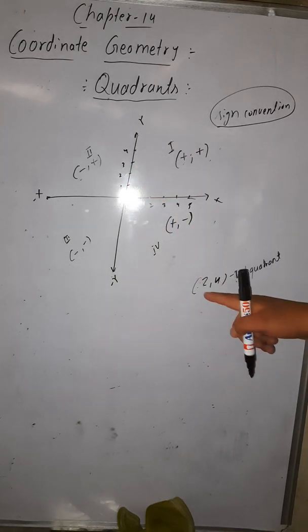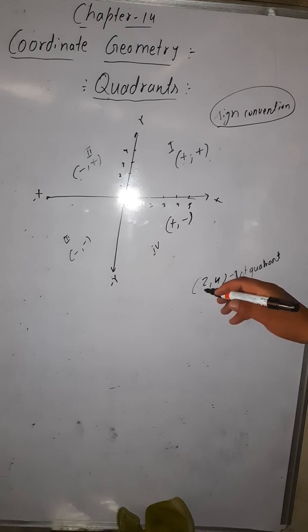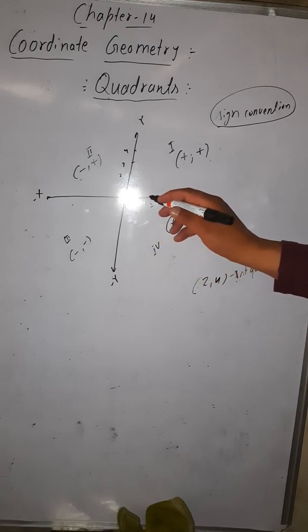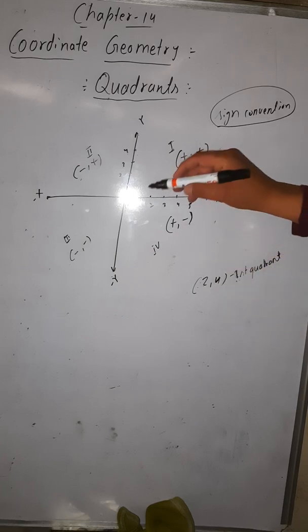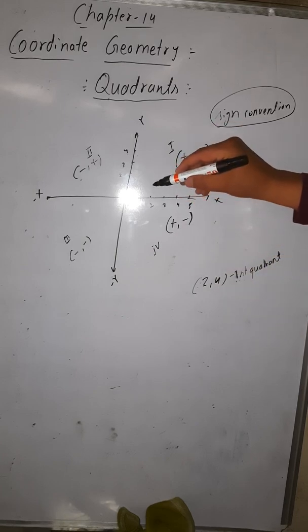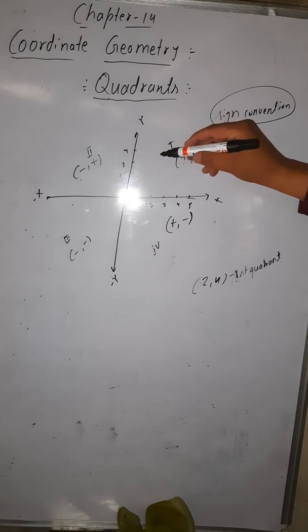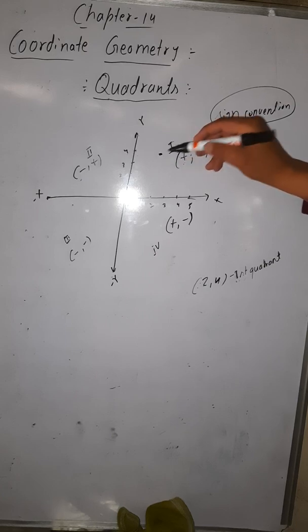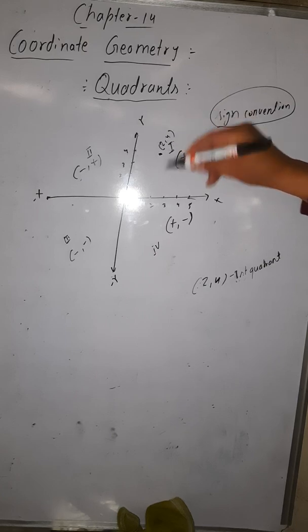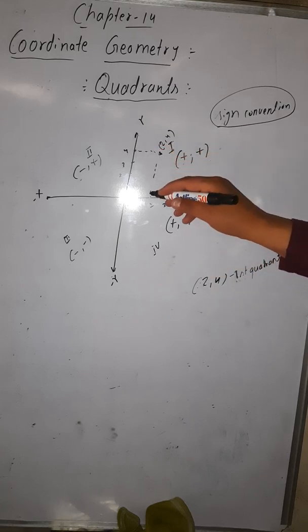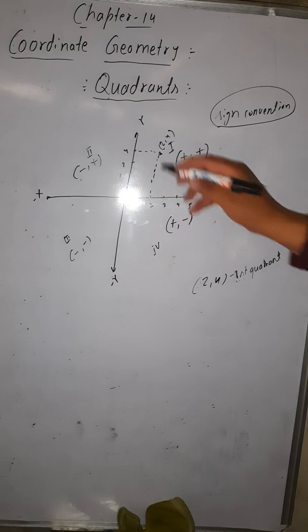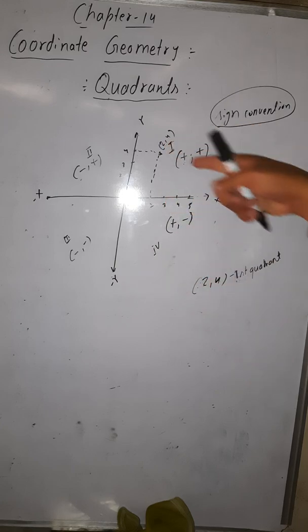Let's say I have to locate (2, 4). That means on the x-axis I have to move 2, so 1, 2 here, and on the y-axis I have to move 4 upside. 1, 2, 3, 4 is this. So which point will this one be? 2 comma 4. This point will be (2, 4). This is how we will locate points, and this point lies in the first quadrant.